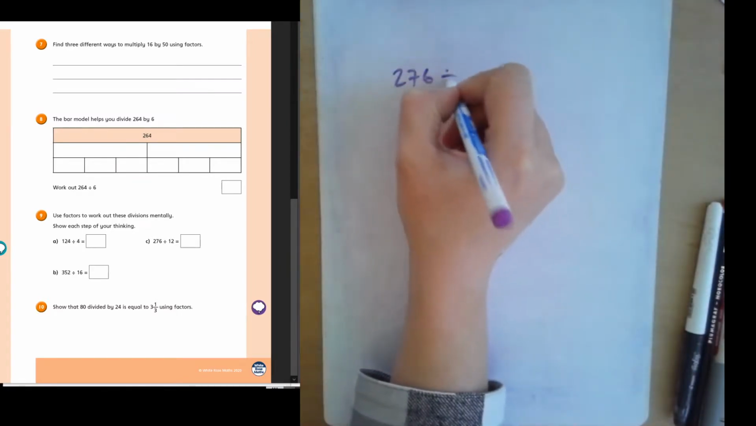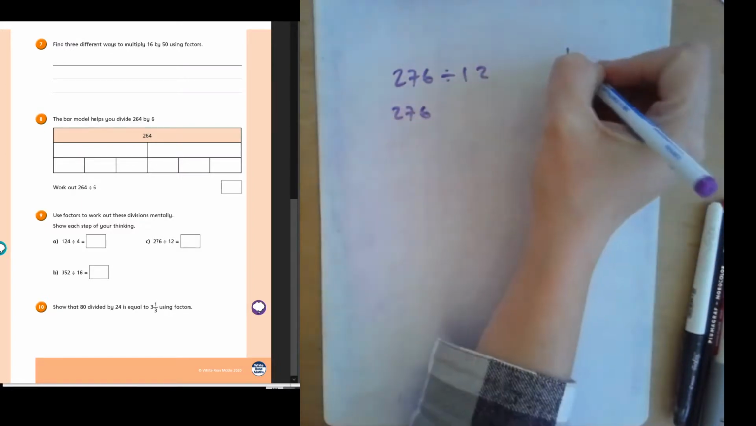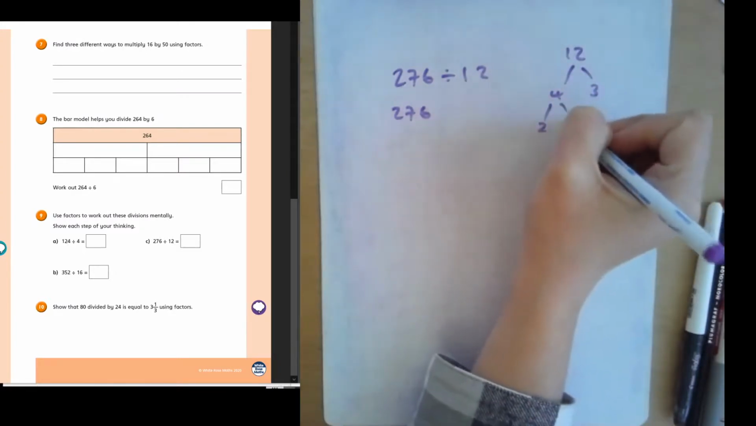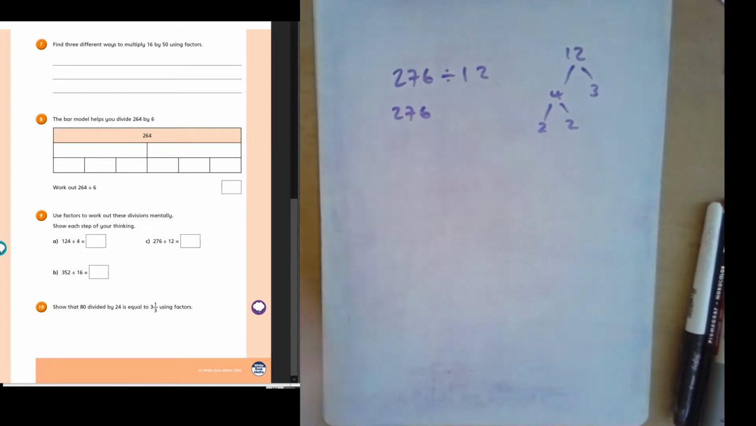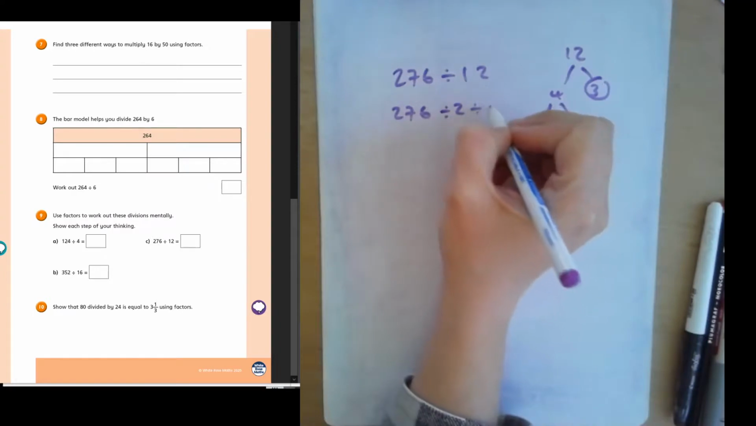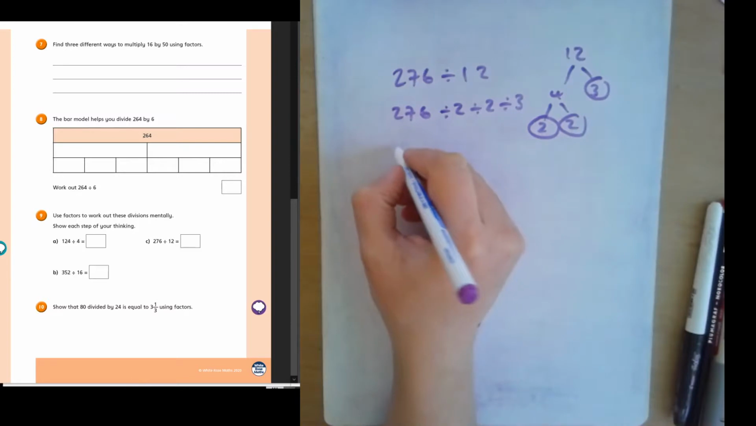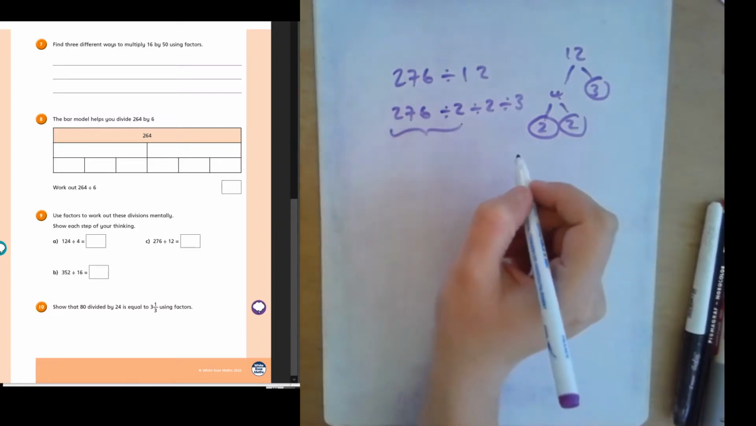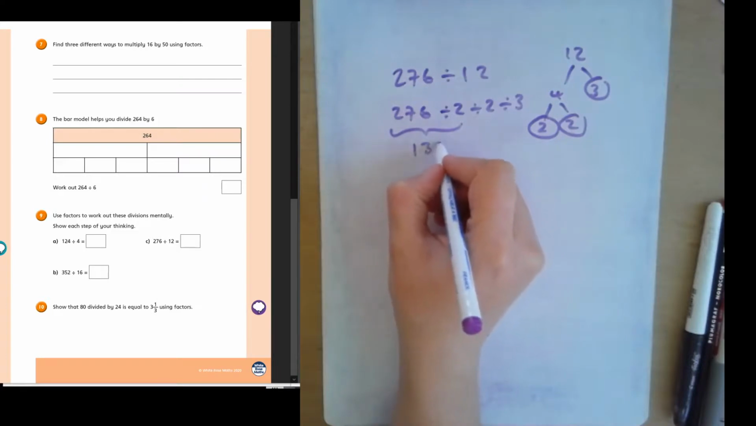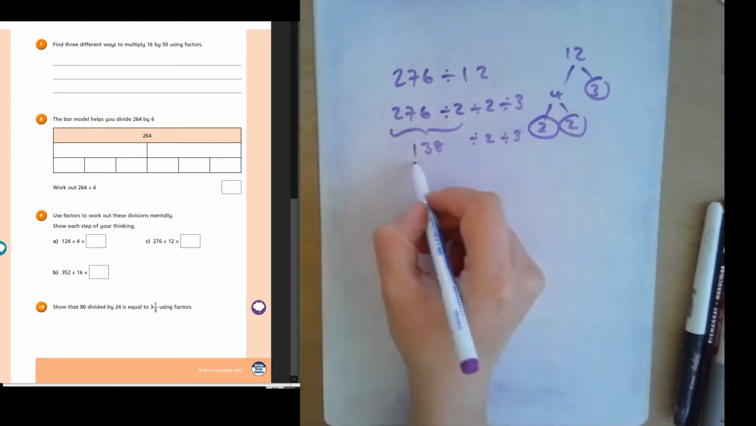So 276 divided by 12. Well, I'm going to break that down: 12 equals 4 times 3, but I can break the 4 down into 2 and 2. So I'm going to divide by 2, then divide by 2 again, then divide by 3. Okay, so 276 divided by 2 is 138. So I've still got to divide by 2, and I've still got to divide by that 3.